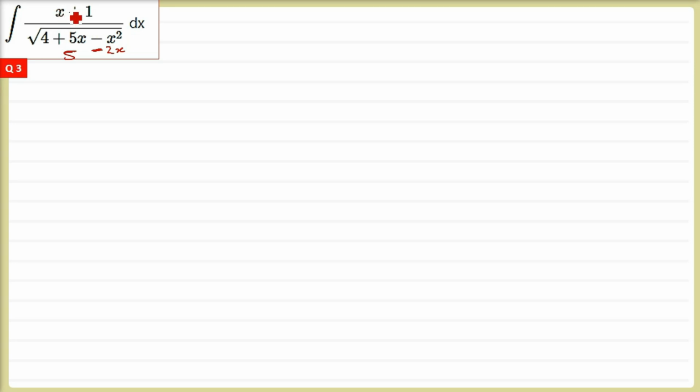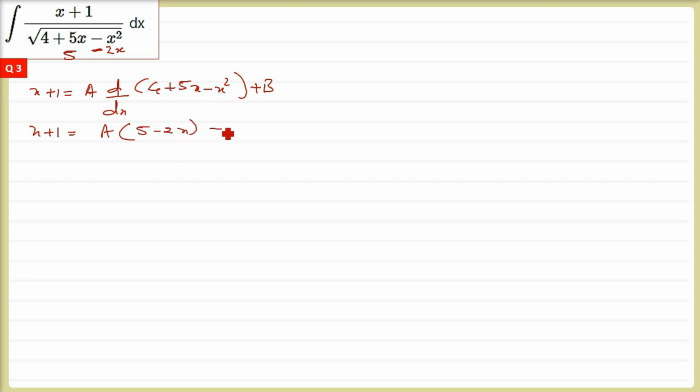So 5 minus 2x, how do we get x plus 1 in terms of 5 minus 2x? It will be really tricky because you have to multiply this x with a negative and divide by 2 and multiply by 2 like this. So rather than doing this, just say x plus 1 equals a times the differentiation of (4 plus 5x minus x square) plus b. So x plus 1 will be equal to, just differentiate it: 4 will be 0, 5x will be 5, and negative x square will be negative 2x. 5 minus 2x, already shown. So a times (5 minus 2x) plus b.